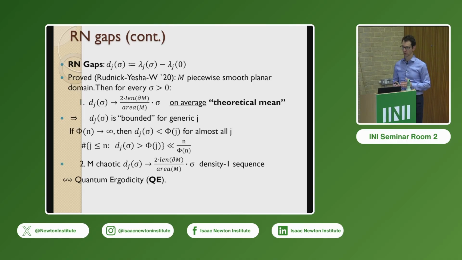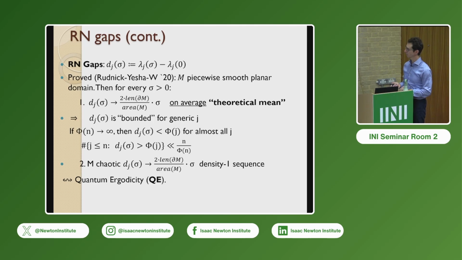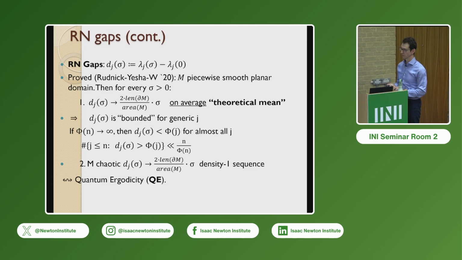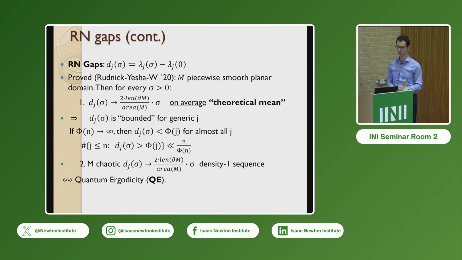And when I say essentially bounded, what I mean is that if we take any function phi that grows to infinity, then d_j of sigma is going to be smaller than phi of j for almost all j. And here's a Markov bound for the sequence of exceptional eigenvalues. The number of those exceptional ones is bounded by n divided by phi of n.